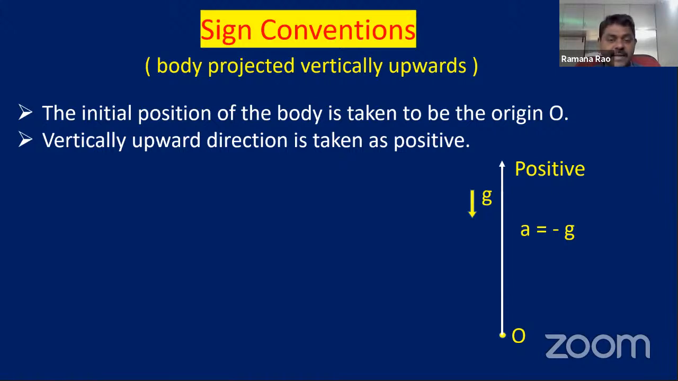Students, remember one point here. Minus g does not mean the acceleration due to gravity is decreasing. Many students are going to get confused here, thinking minus means it is decreasing. Does the minus sign indicate a decrease in acceleration due to gravity? No. The minus sign indicates that acceleration due to gravity is acting downward and vertically upward direction is positive. That's why the sign of a is minus g. Right?